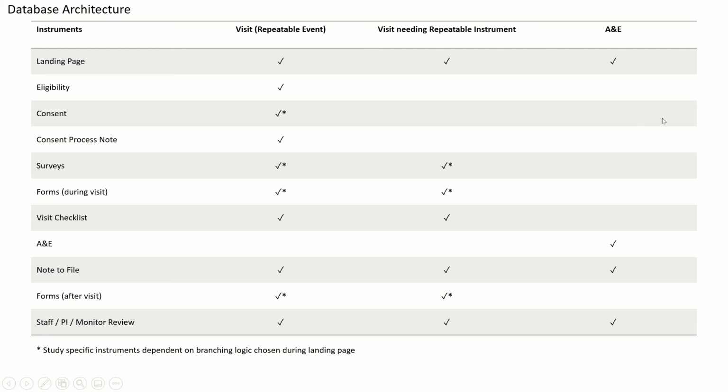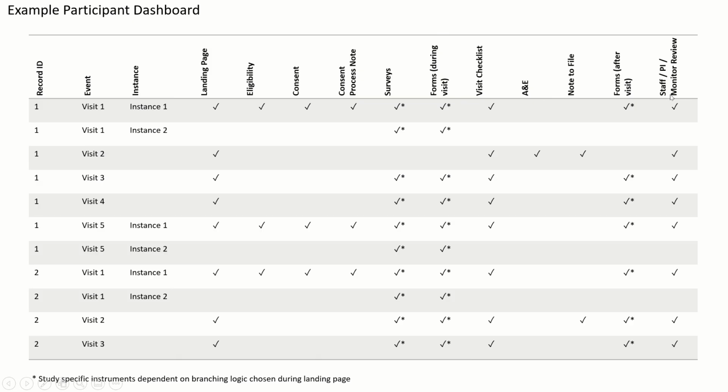For this example, you do also want to take into consideration what the data is going to look like when it comes out on the back end. This is an example of the architecture of what the participant dashboard might look like for the example I just showed you. Here we have 2 records. You can see here, record 1 and 2. It shows each of the events. There's 5 events for record number 1, and there are 3 events for record number 2.